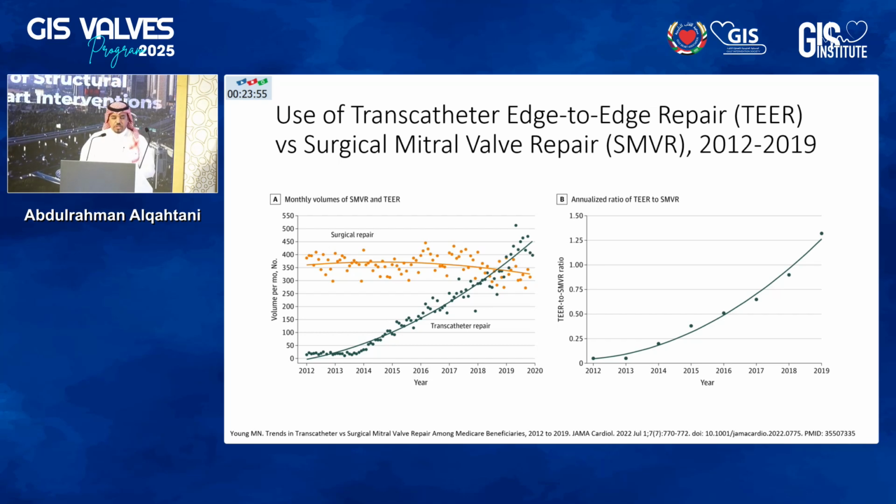Would that have changed the rate of surgical intervention? No. Despite the improvement and the abundance of use of transcatheter edge-to-edge repair in the mitral valve, the surgical repair rate remained the same. So we were not encroaching on the surgical patients. Instead, we were treating sicker patients who were not offered surgical intervention to start with.